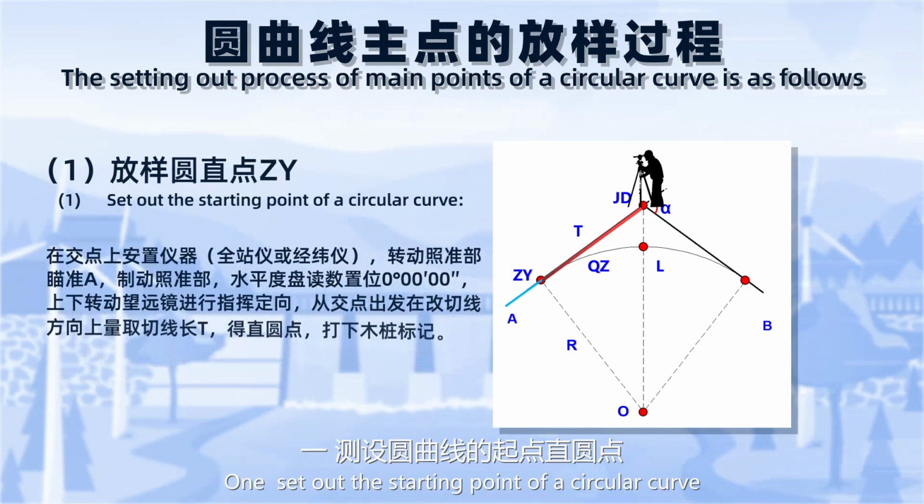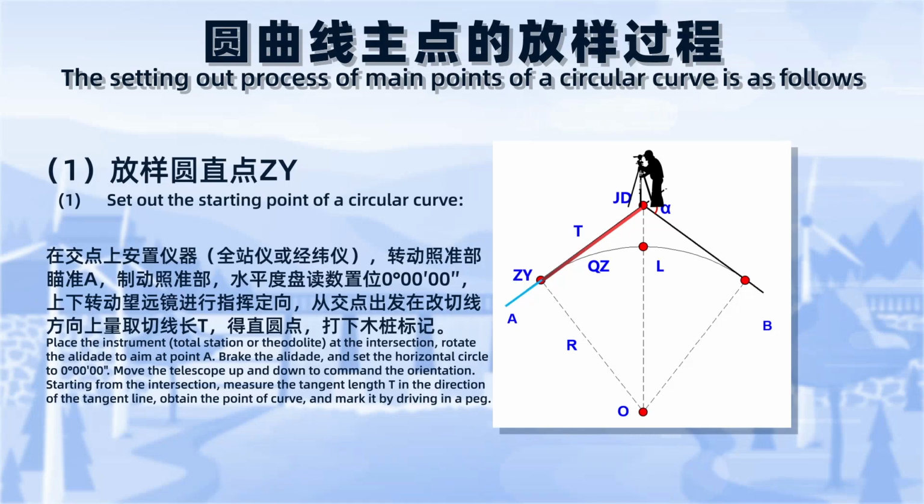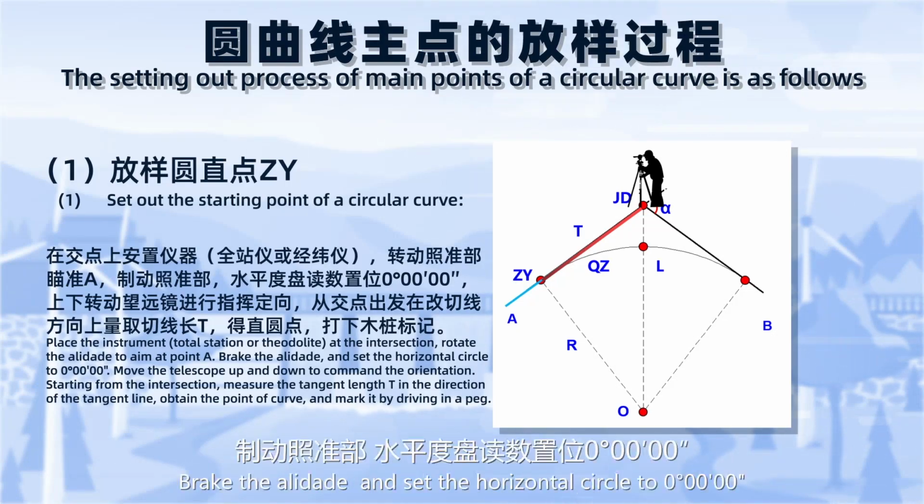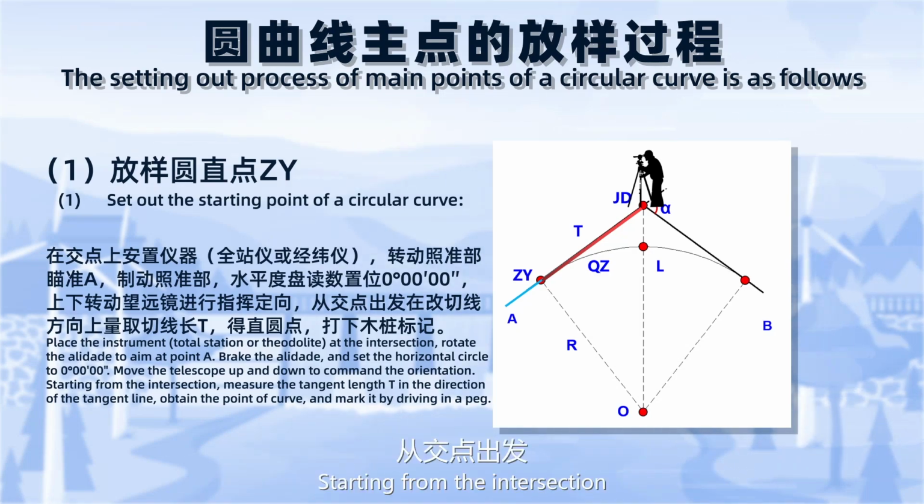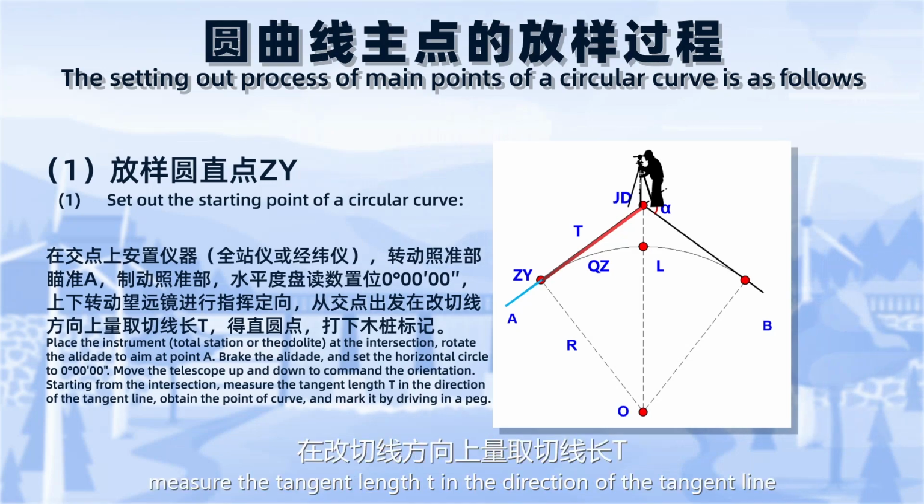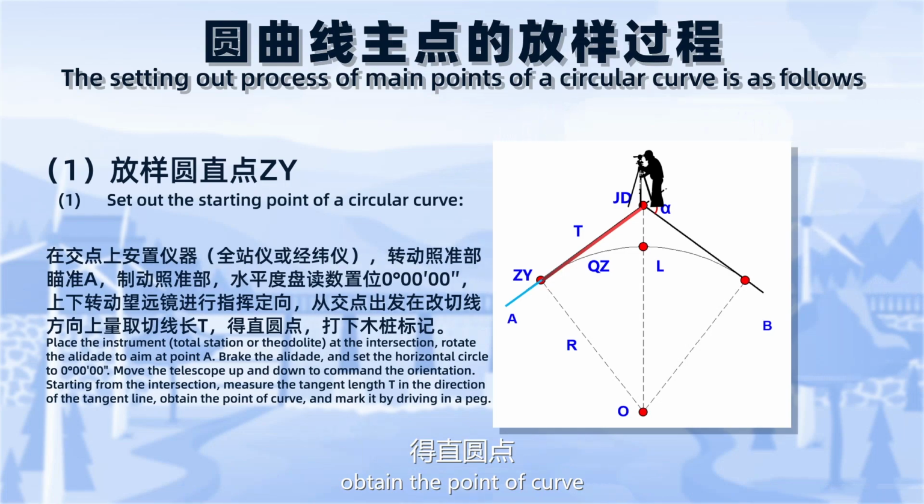1. Set out the starting point of a circular curve. Place the instrument at the intersection, rotate the alidade to aim at point A, break the alidade, and set the horizontal circle to 0 degrees 0 minutes 0 seconds. Move the telescope up and down to command the orientation. Starting from the intersection, measure the tangent length T in the direction of the tangent line, obtain the point of curve, and mark it by driving in a peg.